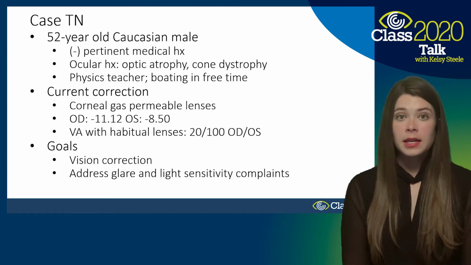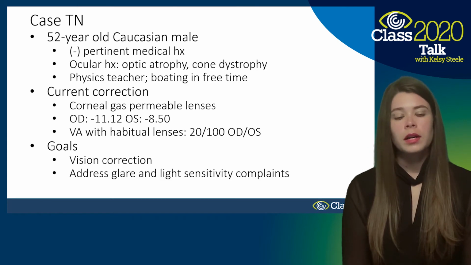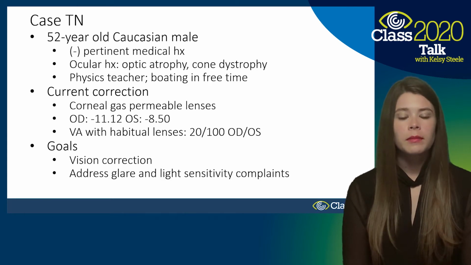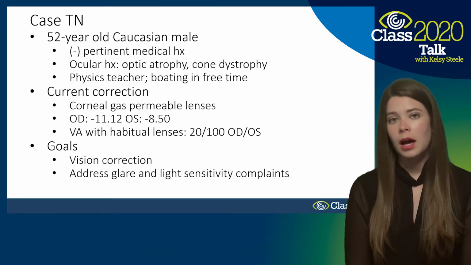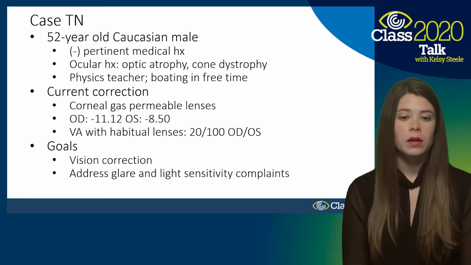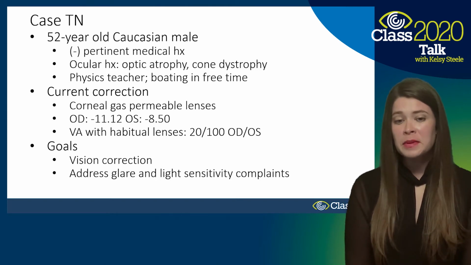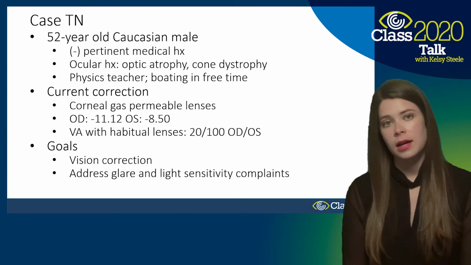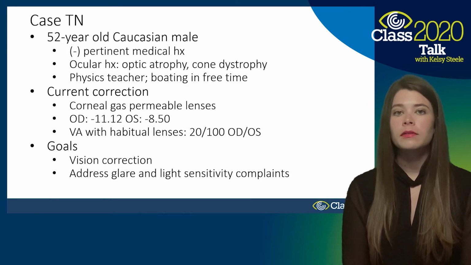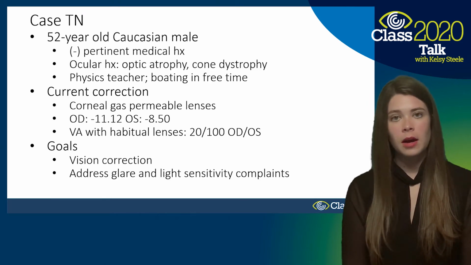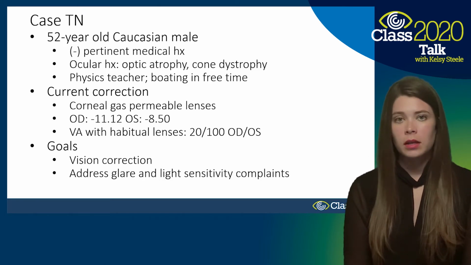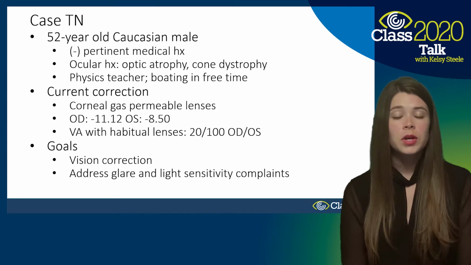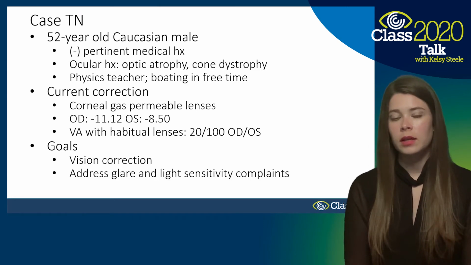So next case here, TN, is a 52-year-old Caucasian male. No real pertinent medical history for him. As far as his ocular history, he has both optic atrophy and a cone dystrophy. Just a little bit about him. He's a teacher and he likes to boat in his free time. That's really key. He gets a lot of glare and light sensitivity when he's out on the water, which he does almost every weekend. So he was really motivated to try something to increase his contrast and decrease his light sensitivity that he has secondary to his ocular conditions.